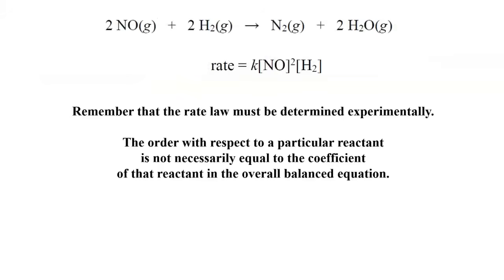So again, for example, you have an overall balanced chemical equation in which 2 moles of nitrogen monoxide react with 2 moles of hydrogen to produce the products nitrogen gas and water. The rate law indicates that it's second order with respect to nitrogen monoxide and first order with respect to hydrogen. Notice that the coefficient of 2 in the overall balanced chemical equation does not match the order with respect to hydrogen in the rate law.